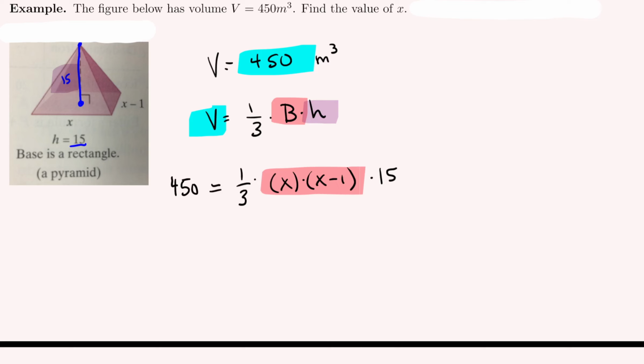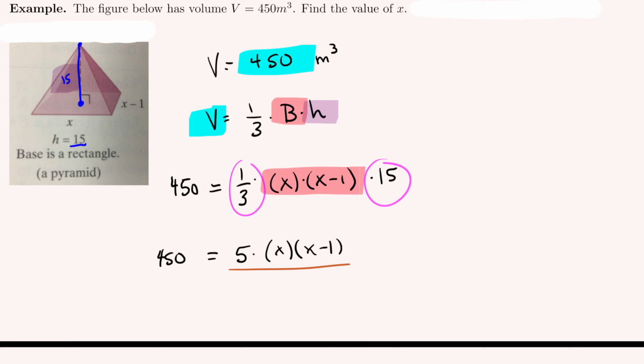So because we were told the volume is 450, we were able to write down the volume formula, and then based on the figure, plug in a lot of the known pieces of information. Now let's simplify this. Right off the bat, 1/3 times 15, if you type that into your calculator, that is 5. So this becomes 5 times x times x minus 1 equals 450. And if we're trying to get x by itself, my goal would be to first get the side with x's just with x's. So let's get rid of this multiplication by 5. We will divide both sides by 5.